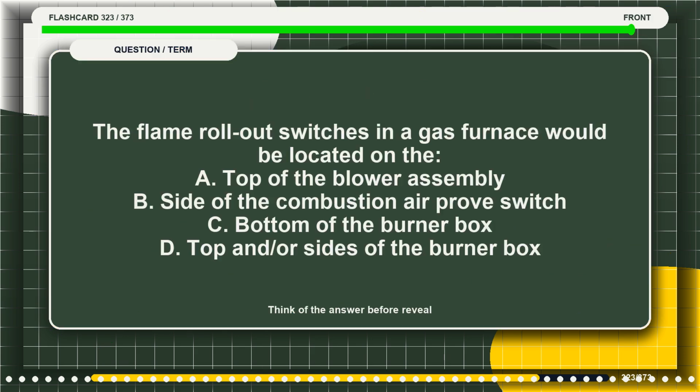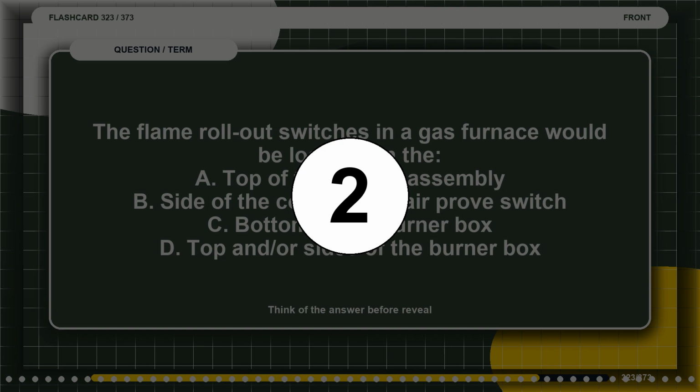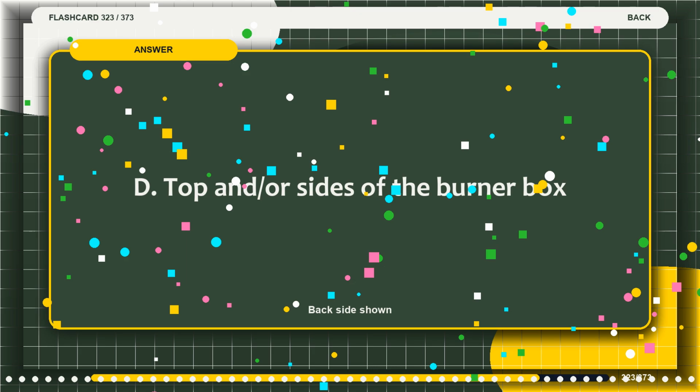Flashcard 323. The flame rollout switches in a gas furnace would be located on the A. Top of the blower assembly. B. Side of the combustion air proof switch. C. Bottom of the burner box. D. Top and/or sides of the burner box. Think of the answer before the reveal. The answer is D. Top and/or sides of the burner box.